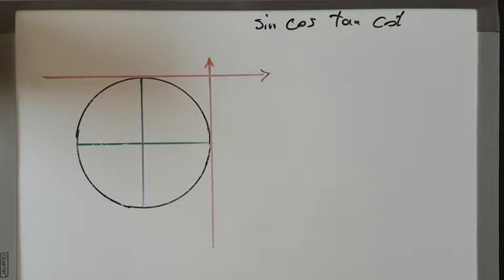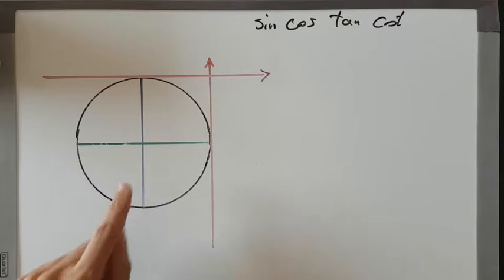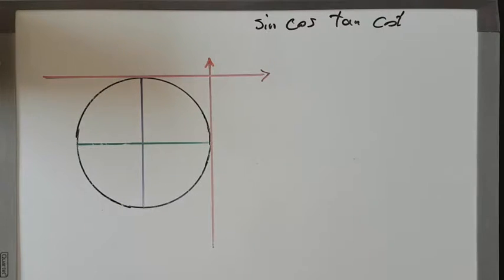Introducing sine, cosine, tan and cotan through the unit circle. A unit circle, as you can see, is a circle whose radius is 1 unit. So the radius of the circle equals 1.